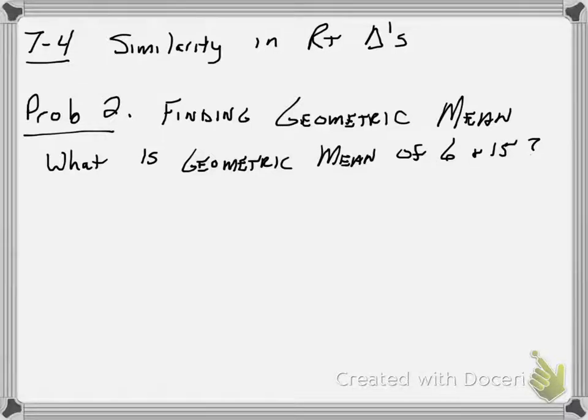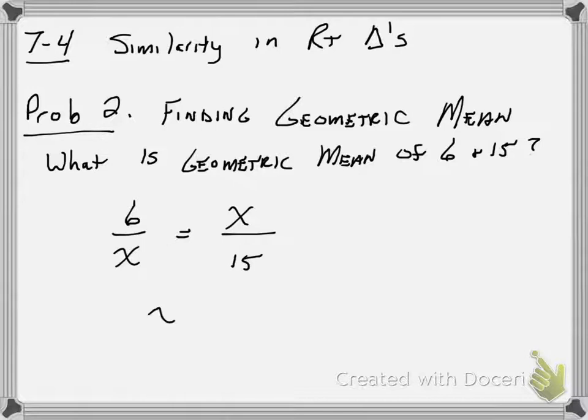7.4 is about similarity in right triangles. In this problem here, problem 2, finding the geometric means, you're just setting up proportions. So you're talking about 6 over x equals x over 15. Notice how the x's are across from each other. That's the geometric mean. So all we do is put x and x across from each other here.